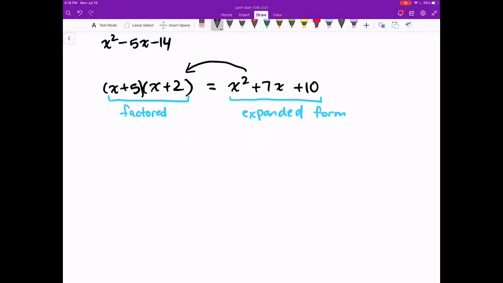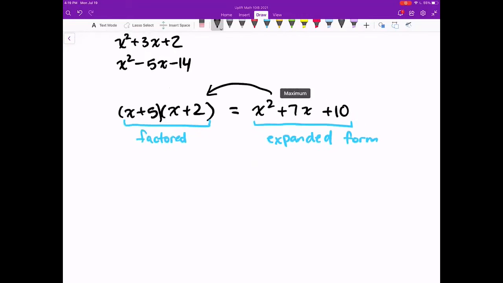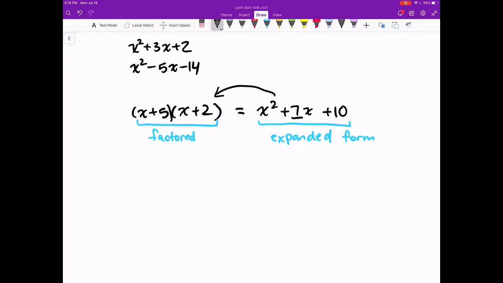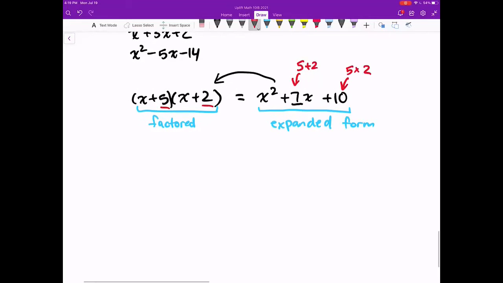So there's something that we can notice here. The middle number is actually the sum of these two numbers, 5 and 2. 7 is actually 5 plus 2. This 10 is actually 5 times 2. Is this a coincidence? No, it's not. We can actually prove this by using variables.